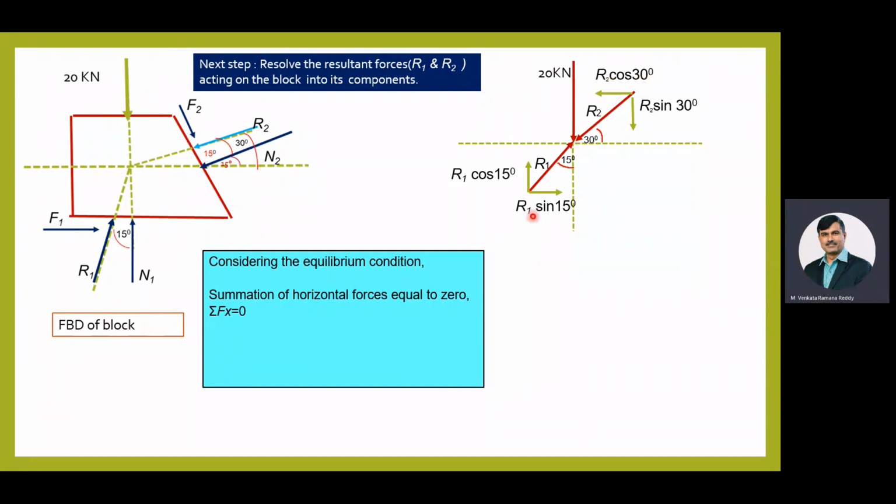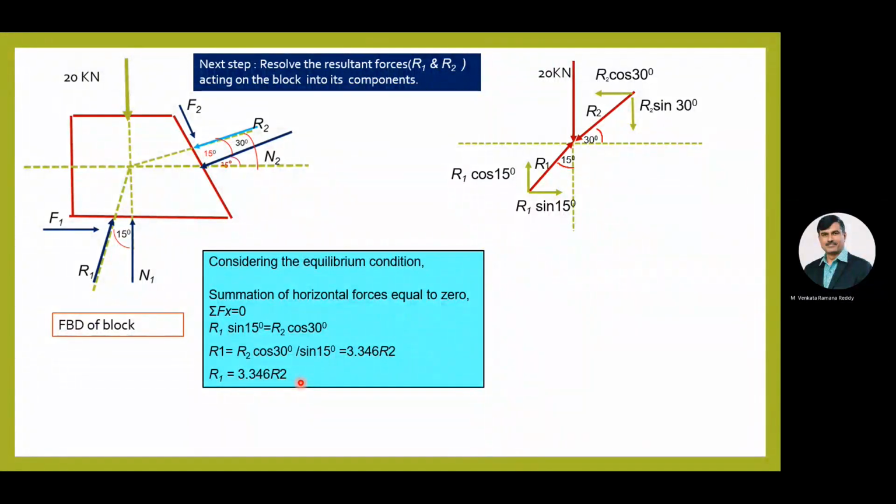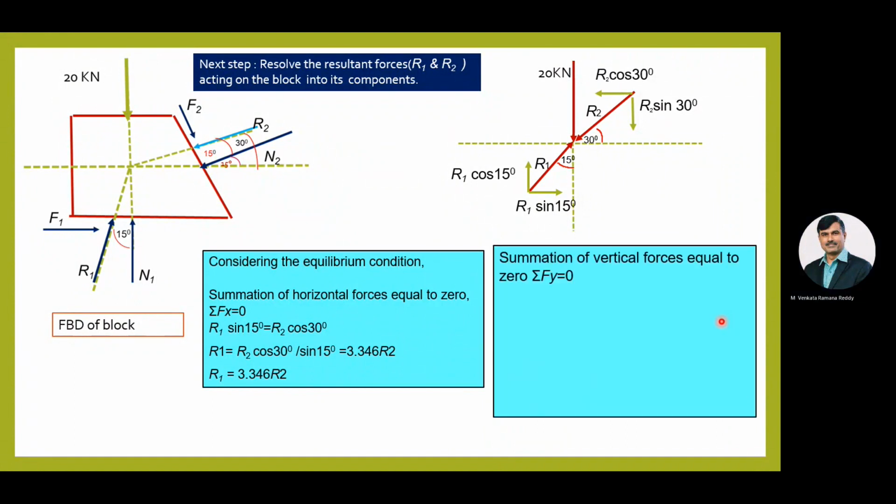Then R1 sin 15 degrees is equal to R2 cos 30 degrees. Then R1 is equal to R2 cos 30 degrees by sin 15 degrees, which is equal to 3.346 R2. Therefore, R1 is equal to 3.346 R2. This value is to be substituted under the summation of vertical forces is equal to 0 condition.